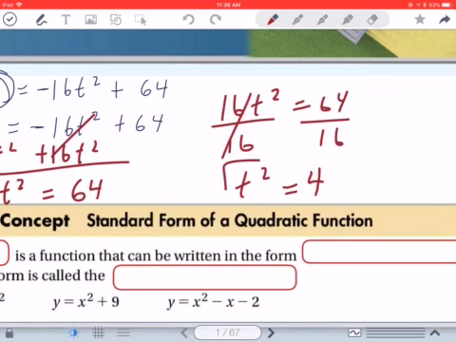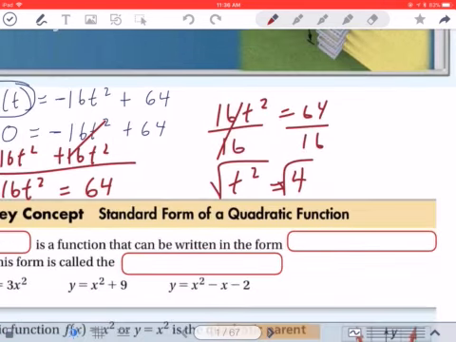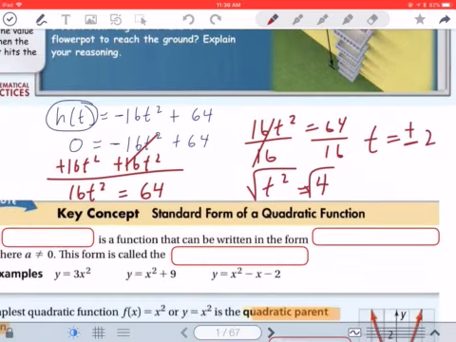And then the last thing I would do is take the square root. And I would actually get two answers here. t equals plus or minus 2. But you can't have a negative 2 seconds. So we can just disregard that negative there. So t equals 2 seconds.